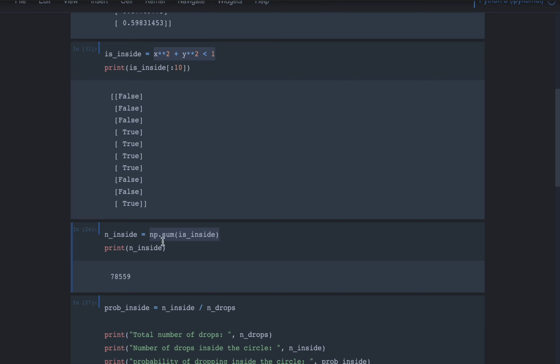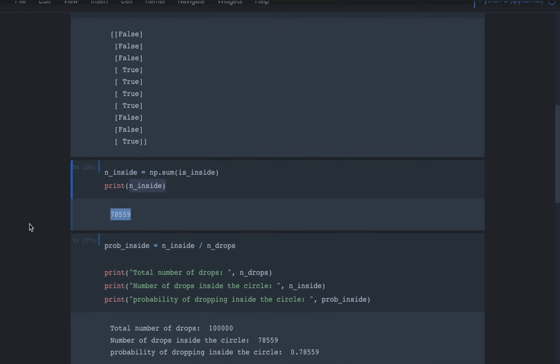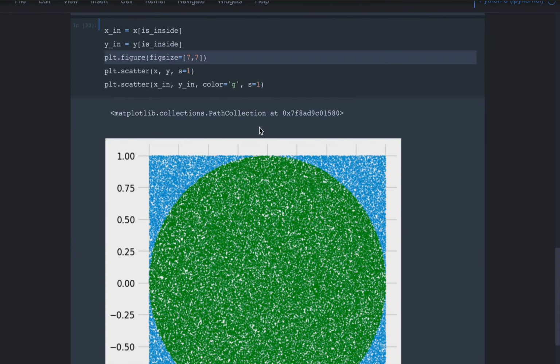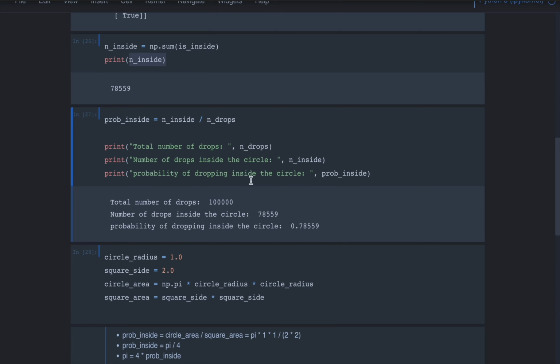So all the points are counted, and the number of points lying inside is roughly about 78,000. If we measure the probability, we have done 100,000 drops, and among them 78,000 have fallen inside the circle. That means the probability of dropping inside the circle is roughly 78,000 divided by 100,000, which is 0.78. So the probability of dropping a point inside the circle is 0.78.